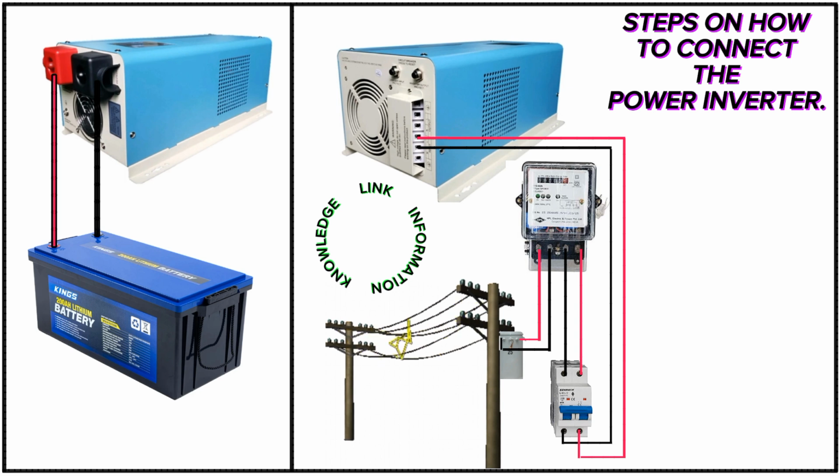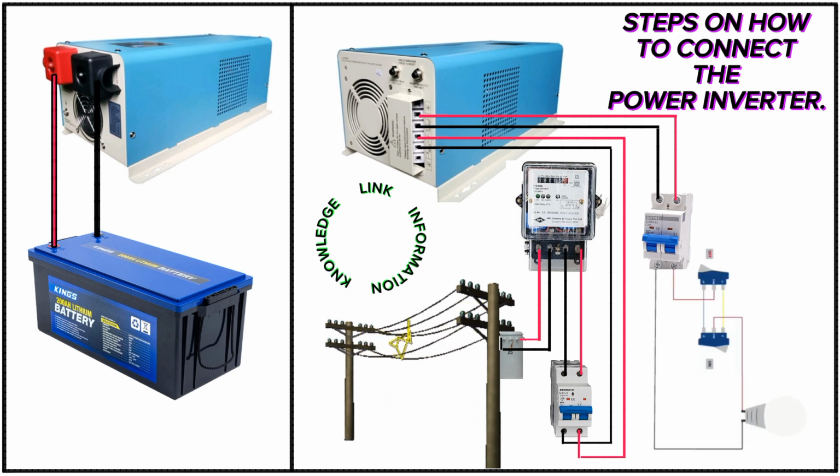Number 6. Then, we connect the other circuit breaker to the power inverter AC output, for better protection of the power inverter and the cables when there is a short circuit or overload. Number 7. Finally, we connect the load to the circuit breaker. We can now safely energize the incandescent load if all the wirings are properly connected.